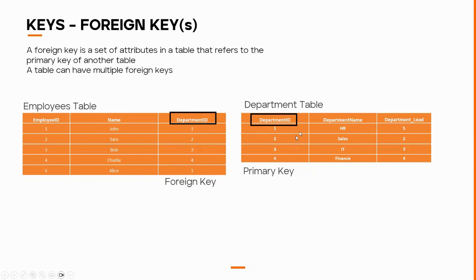Now let's say in the department table, I want to know who's the lead of this department, right? Who's the lead of HR? So I say it's 5. Who's 5? 5 is Alice, and Alice is the lead. Now this department lead ID is basically a foreign key in this table, but it's the primary key of the employees table, right? So I hope this makes sense to you, the difference between primary and foreign keys.